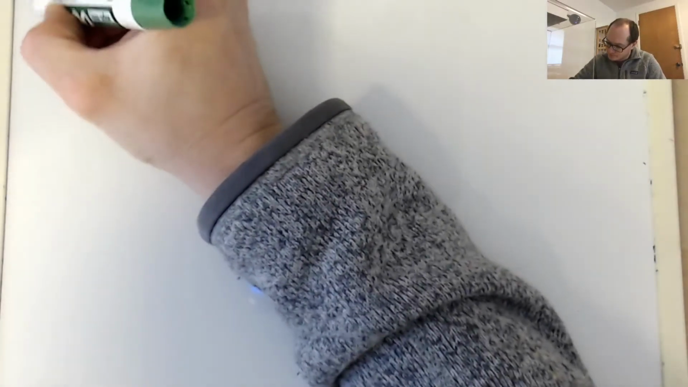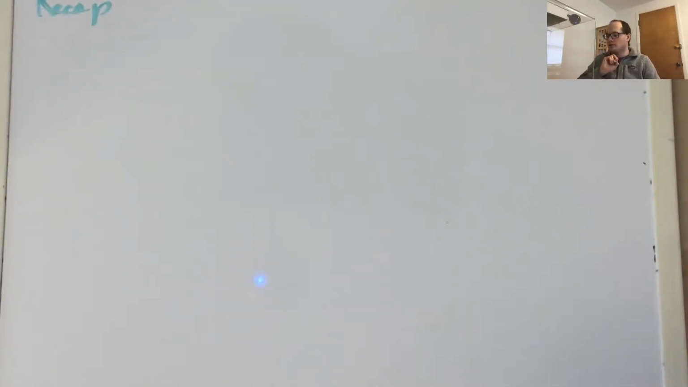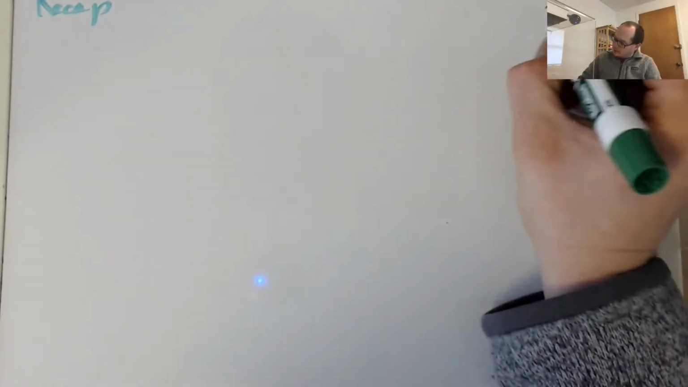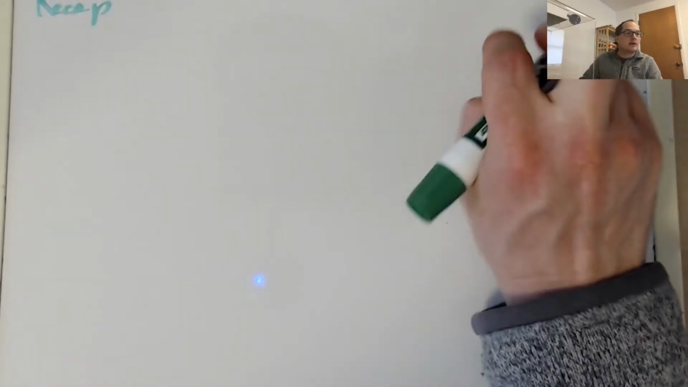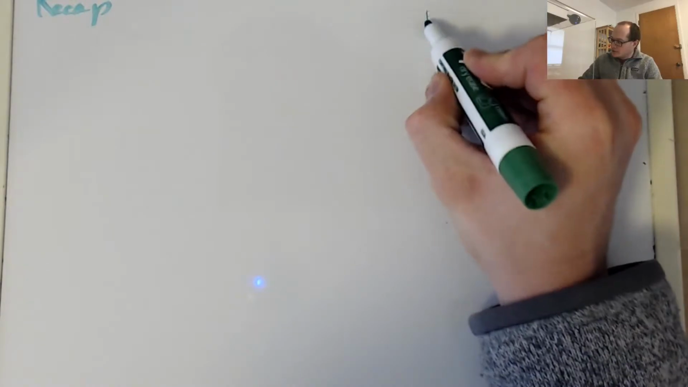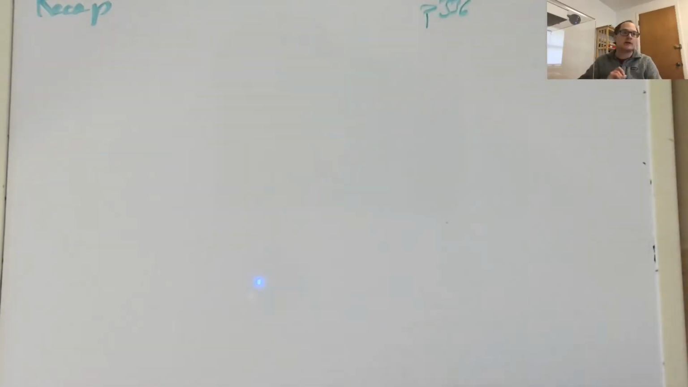Right, so I want to start now with a recap of what we did last time because it's been some time. Namely, we looked at the uniform electron gas. In particular, we're going to do page 336 and following.